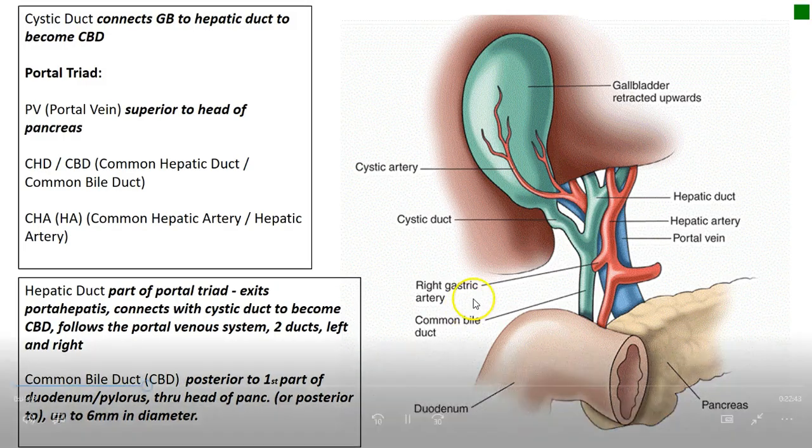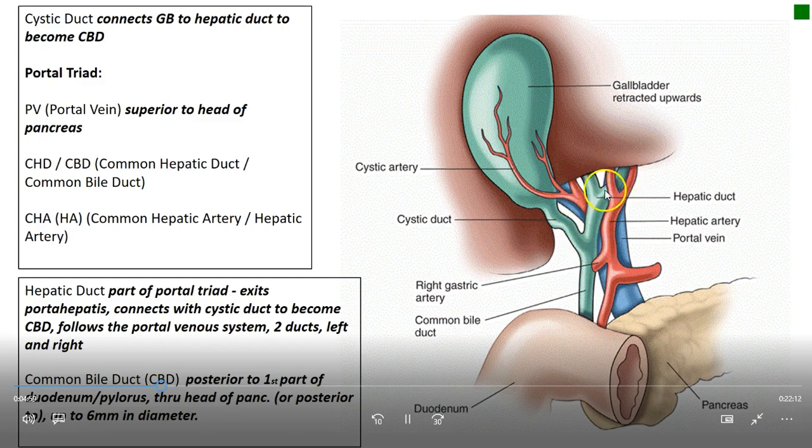So here's a nice image of the gallbladder and of the portal triad. The gallbladder has been lifted up, so it doesn't look like it hangs inferiorly like it normally does, and that's because they've lifted it up so that you can see the vessels a little bit better. This is the fundus of the gallbladder, then the body, and then the neck going into the cystic duct. And then you've got the hepatic duct here, and there's the right and the left hepatic duct.